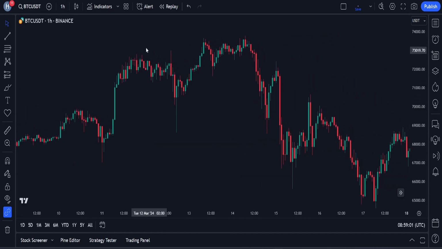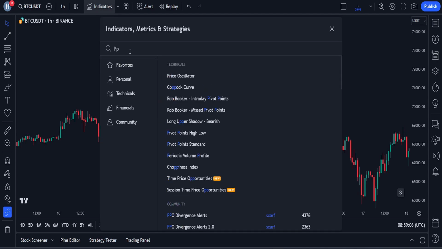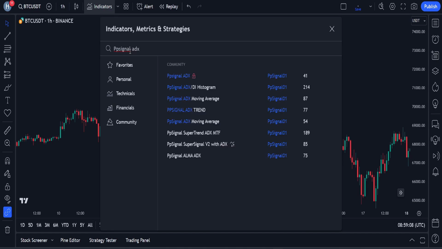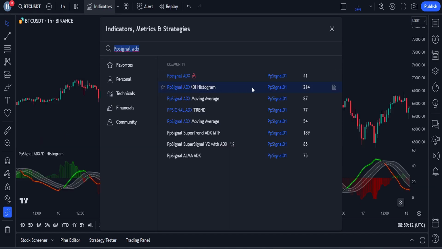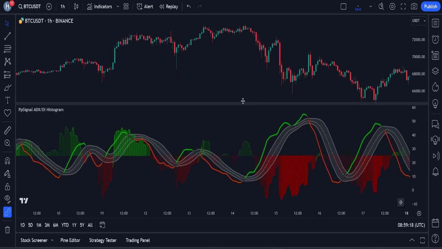To add this amazing indicator to our chart, we will click on the Indicators tab, and then we will search for PPP Signal ADXDI histogram. I'm sure you have not heard of this indicator before. We will add this one, which is created by PPP Signal 1. Now, if we take a look at our trading chart, we can see it's added here below the chart.